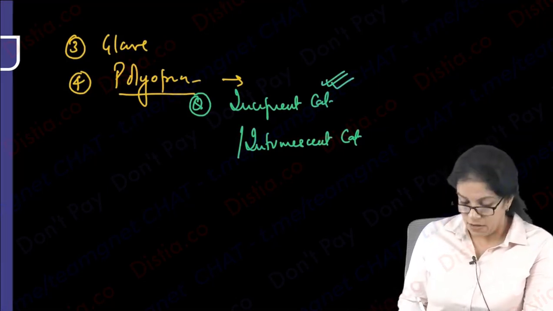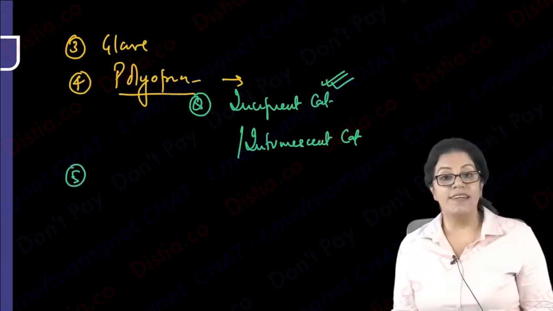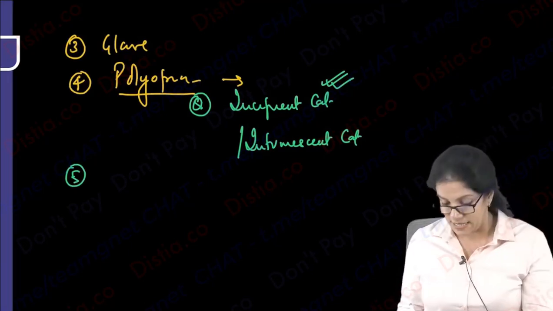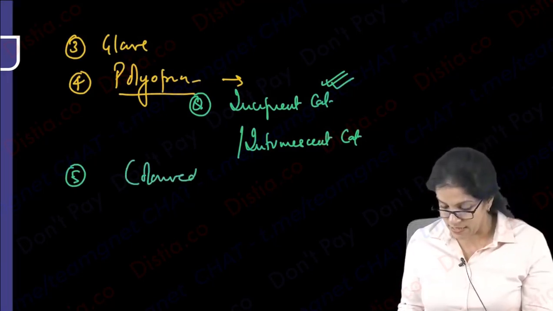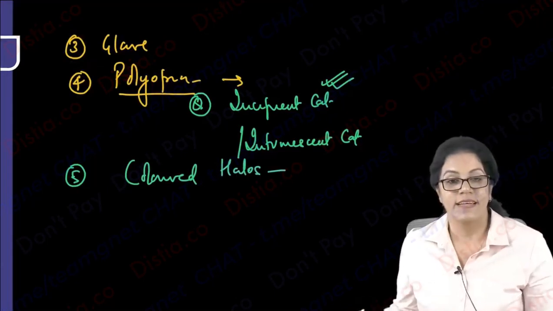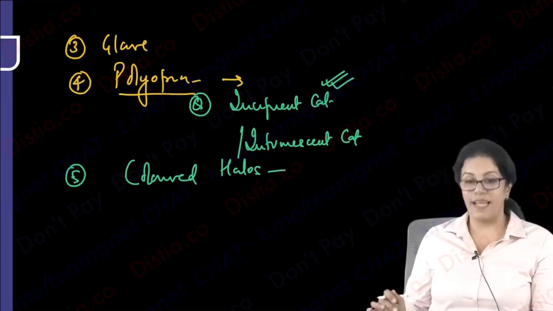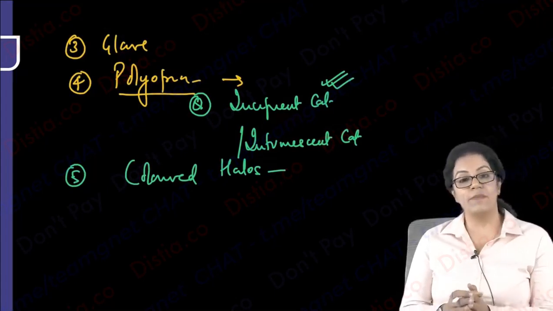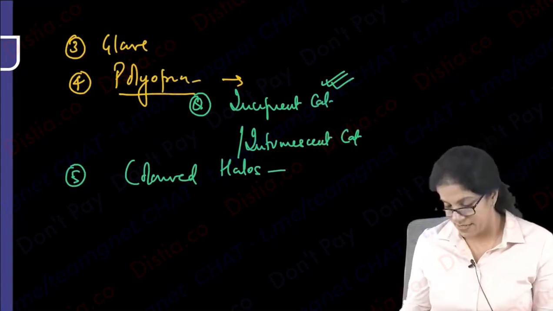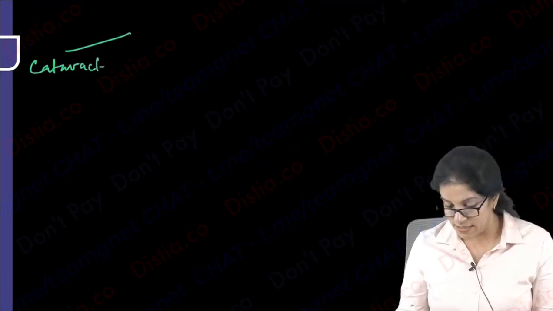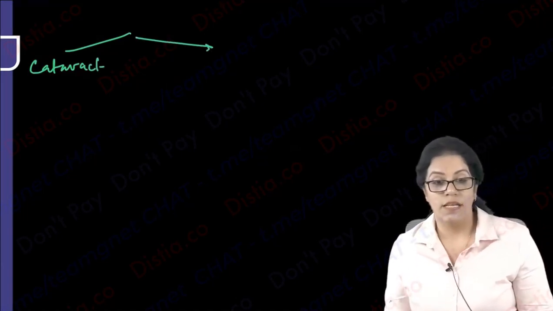What else? Colored halos. When the patient looks at the light, he can see colored rings around it. That is what is called colored halos. Right. So, colored halos has been a very important question and we have to be clear about it. What can be the causes of colored halos? There are 3. First is, of course, cataract. Second, what is the cause?